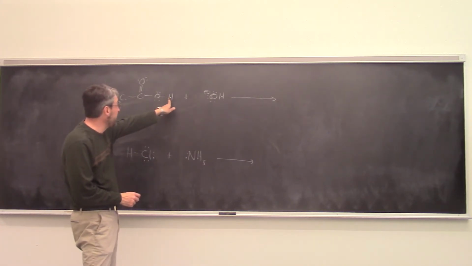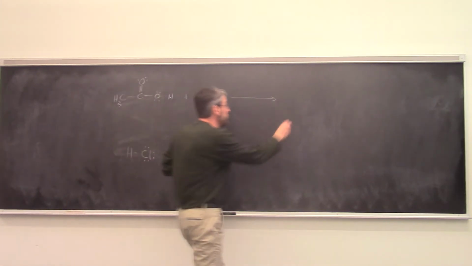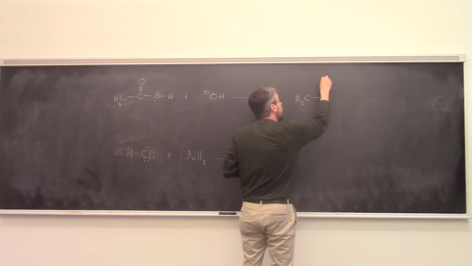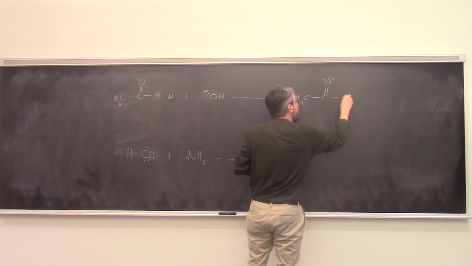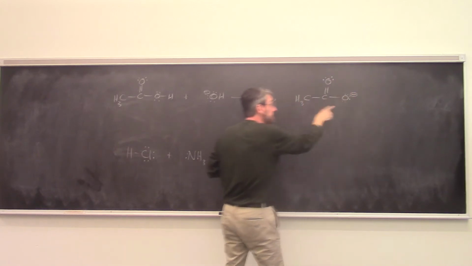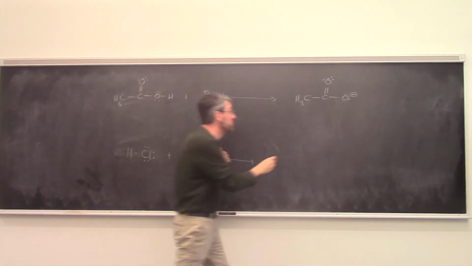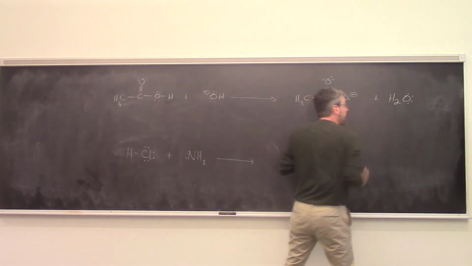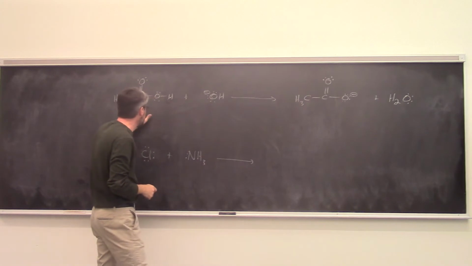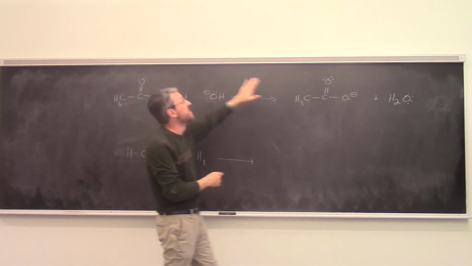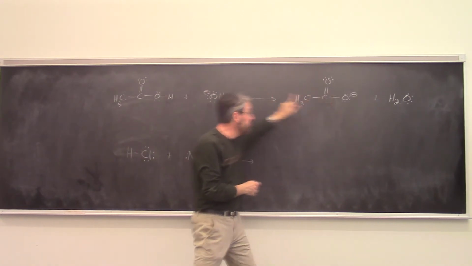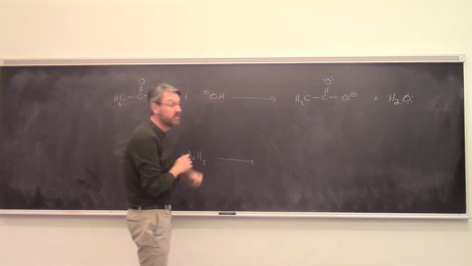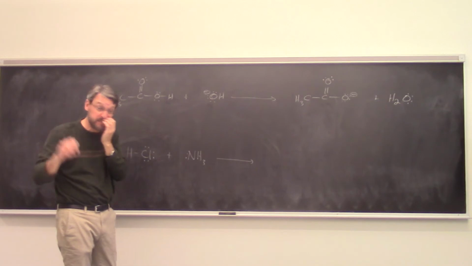This H gets transferred from the acid to the base. So what we end up with for a product is acetate after the H has been removed, and now a neutral water molecule. So this was the acid, that's the base. This is the conjugate base of the original acid, and water is the conjugate acid of the original base, OH minus. That's the Bronsted sense.